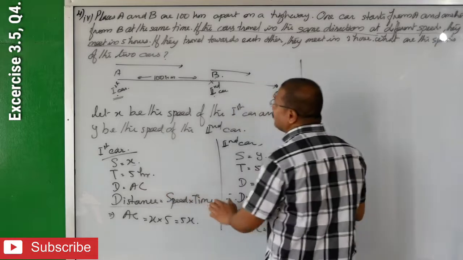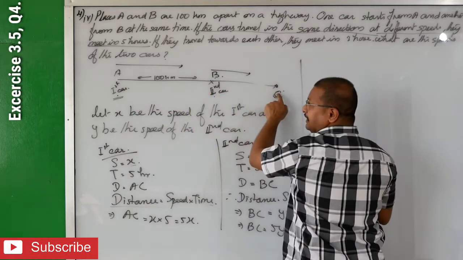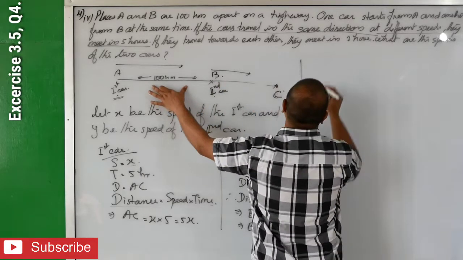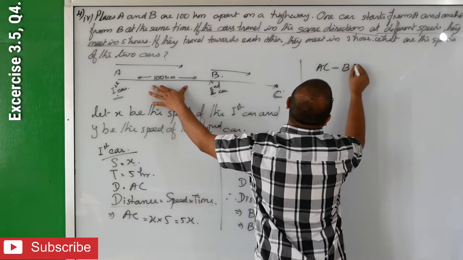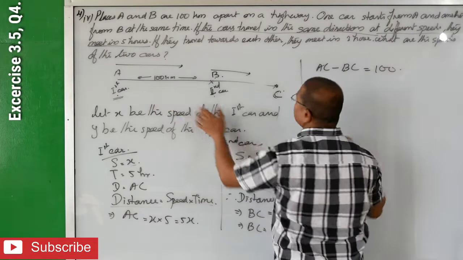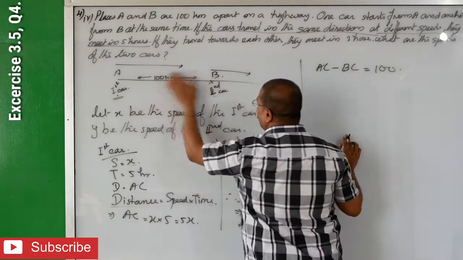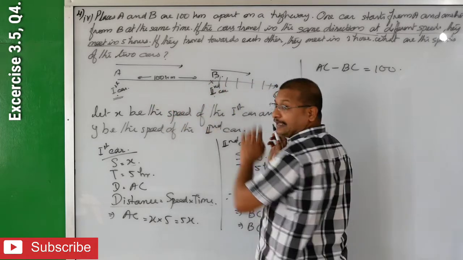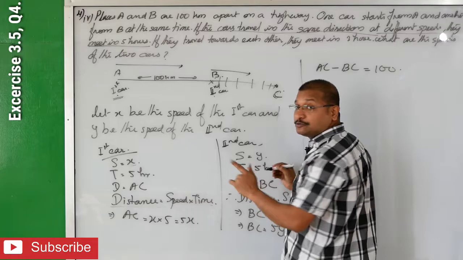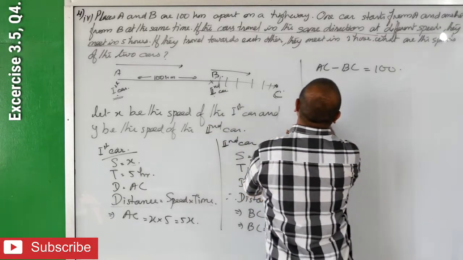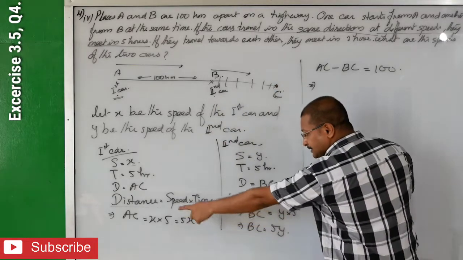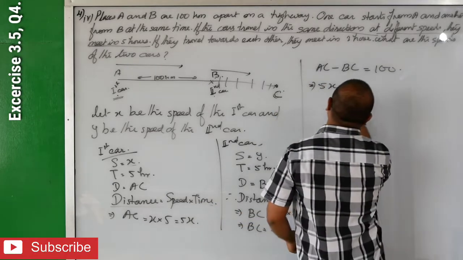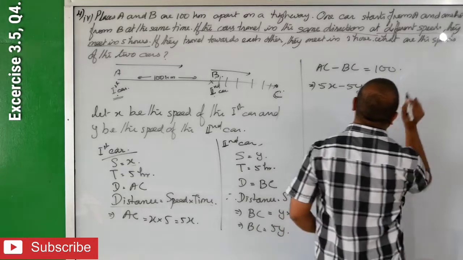But according to the diagram we can understand, see, AC minus BC, what will you get? AC minus BC equals 100. From the total AC we minus BC, then we get 100, isn't it? That means AC minus BC equals 100. What is the value of AC? AC is 5x. 5x minus BC, BC is 5y, equals 100.